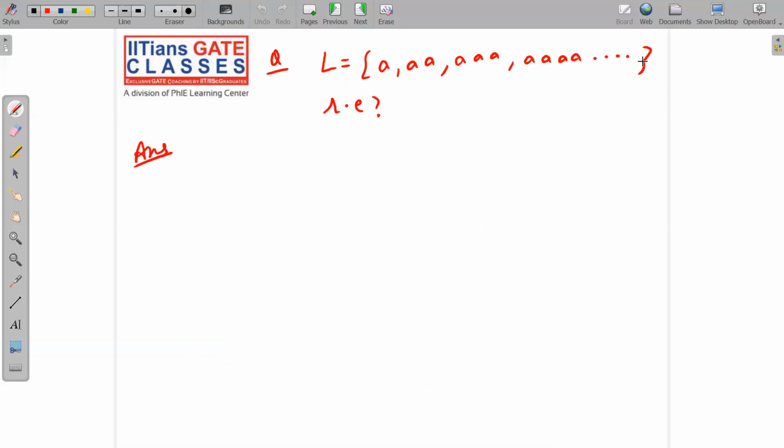A, double A, triple A, four A's, and so on. What will be the regular expression? See, except null, we are having any number of A's. So that is represented by A plus. So A plus is nothing but A star minus null. Now A star is a regular expression, and null is also a regular expression, but minus I hope we cannot do it. So I will write brackets here. Just to give you a proper idea, we should write it like this: A plus is nothing but A star minus null.